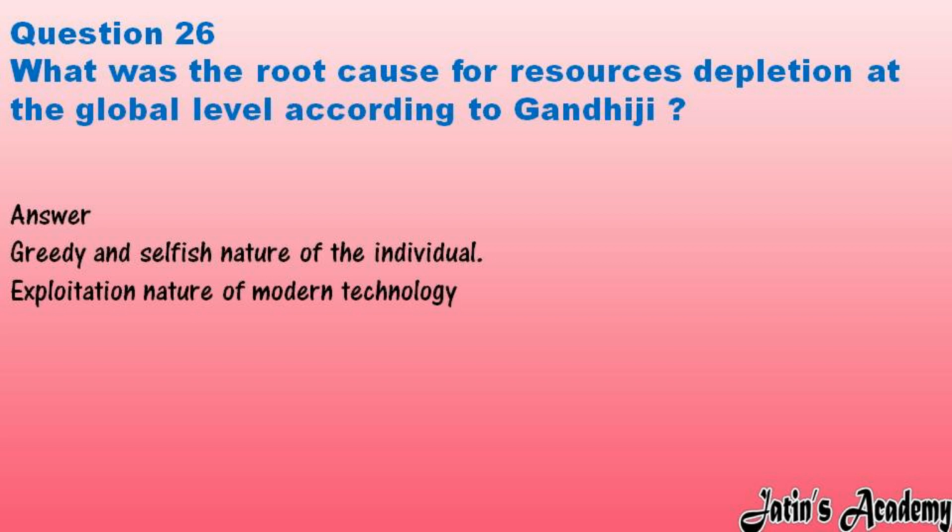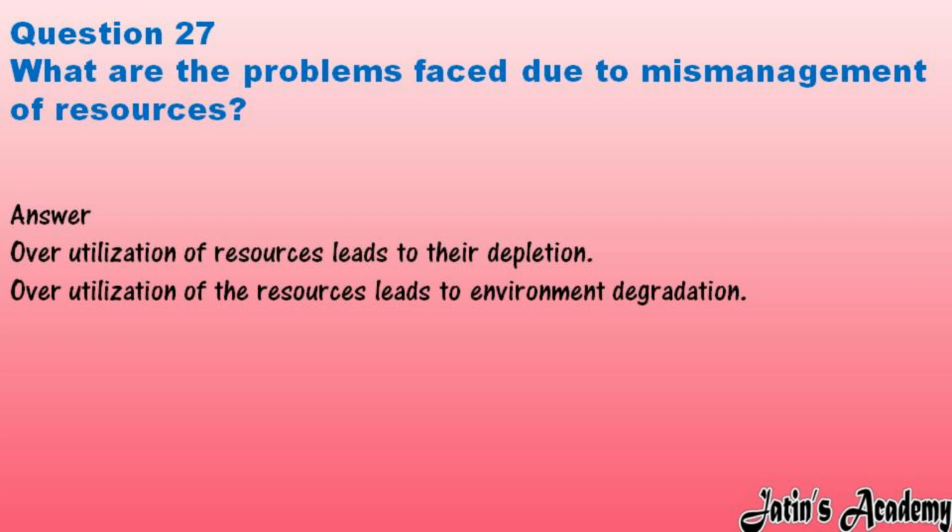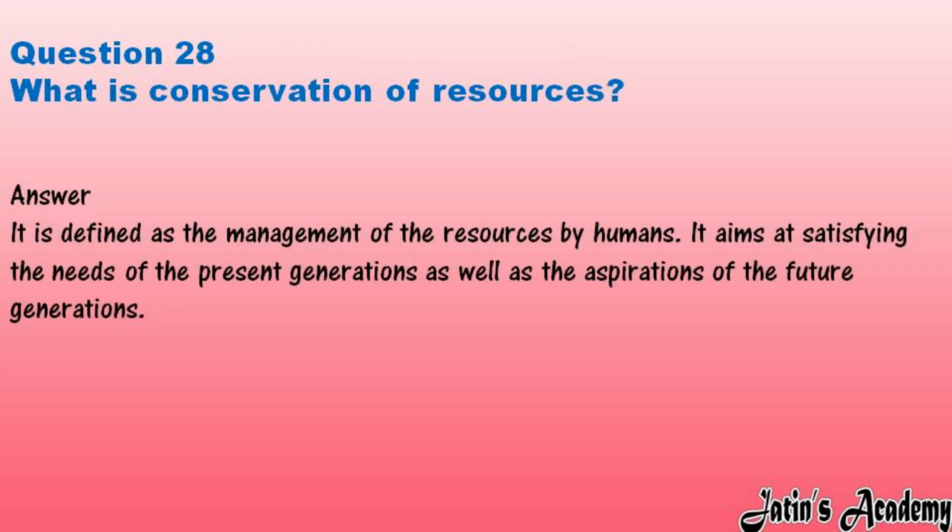Question 26. What was the root cause for resources depletion at the global level according to Gandhiji? Answer: Greedy and selfish nature of the individual. Exploitation nature of modern technology. Question 27. What are the problems faced due to mismanagement of resources? Answer: Overutilization of resources leads to their depletion. Overutilization of the resources leads to environment degradation.